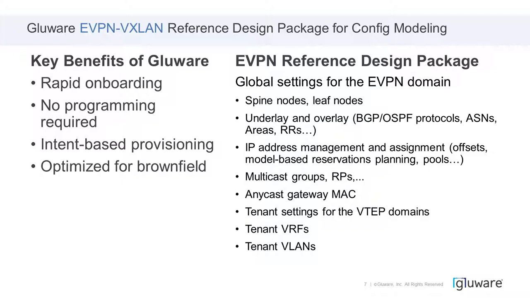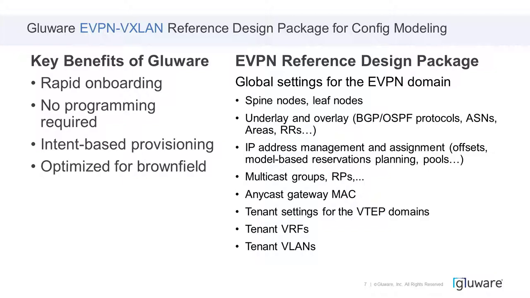So specifically for EVPN, we have built a reference design package, which is essentially underlying Gluware data modeling technology that enables you to define exactly how you are implementing EVPN and VXLAN in your network. So you can define the parameters of your spine nodes and your leaf nodes. You have full control of your underlay and overlay. You can select the protocols you want to use, your numbering schemes, and your route reflectors if you're using BGP as your underlay.